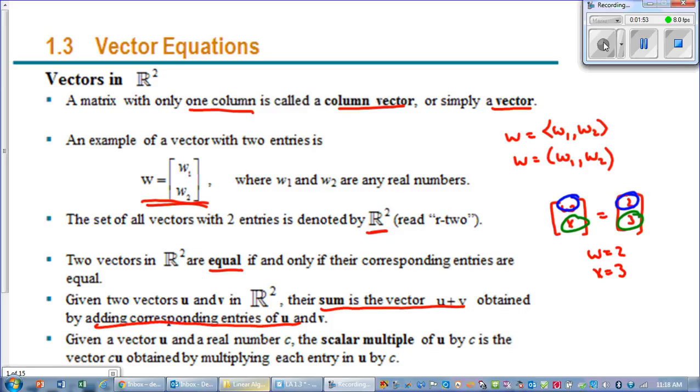Given two vectors in R2, we define the sum of the two vectors by adding the corresponding entries. I'll show you an example in just a minute. So add the first entries together, add the second entries, and that new vector you've created is called the sum. Given a vector u and a real number c, which real numbers are often called scalars, the scalar multiple of u by c is the vector c times u. I'm defining how to find c times u: it's just the product of each entry in u by c.